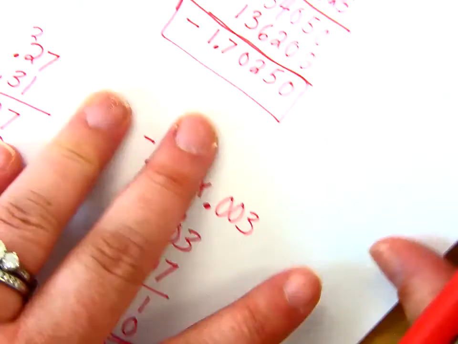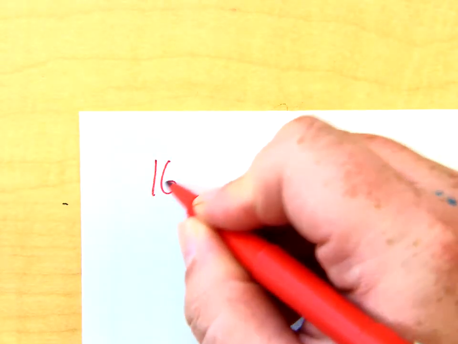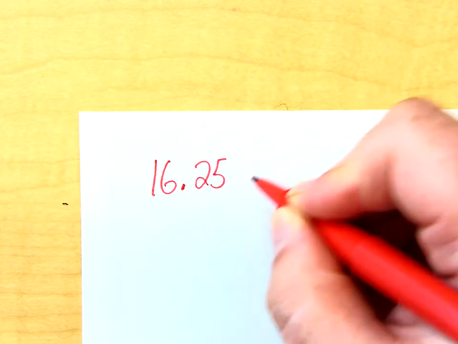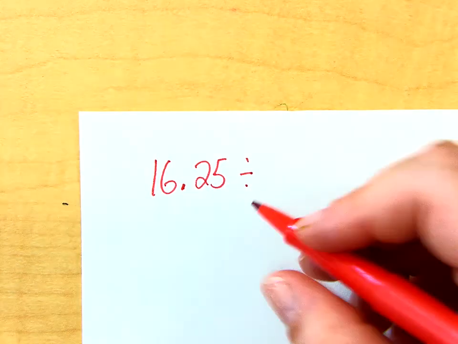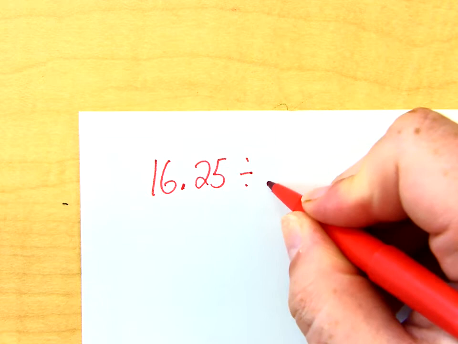Let's try another one. Let's say you had, I'm just making this up, so I don't know if the numbers are going to work out nicely, 16.25 and you wanted to divide it by, I don't know, 0.3.